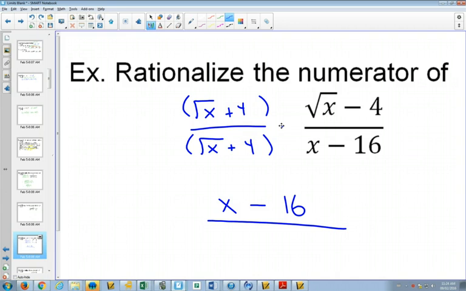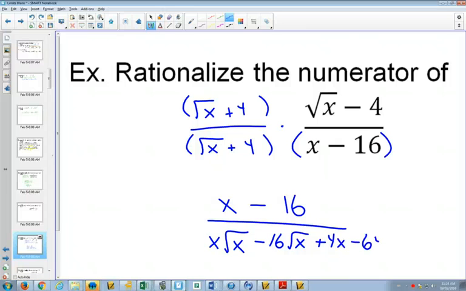And on the bottom, well, we could leave it factored like this, but if we wanted to multiply it all out, you would get x times root x minus 16 root x plus 4x minus 64.